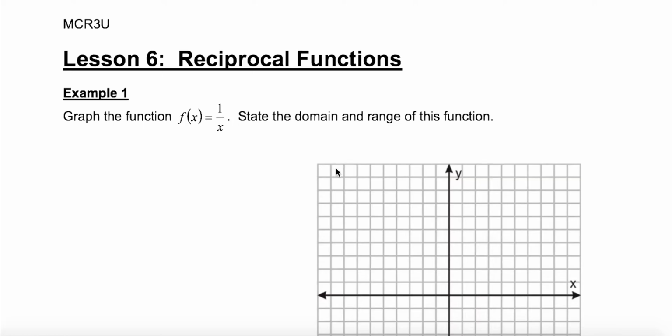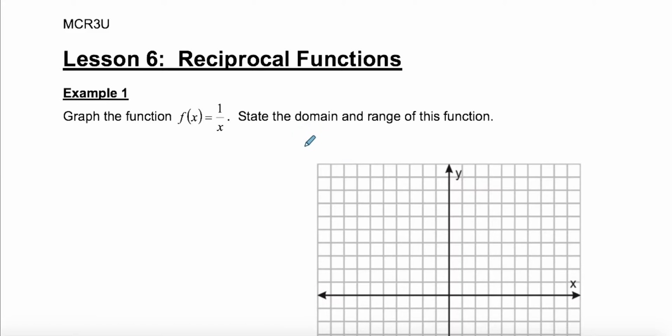The next lesson is on reciprocal functions. So we're going to practice how to graph these. A reciprocal function, what that means is that our x, or our variable, is in the denominator. So a reciprocal means to flip it upside down. So instead of f of x equaling x, it equals 1 over x. So a lot of our horizontal stretches, compressions, and translations will appear in the denominator.